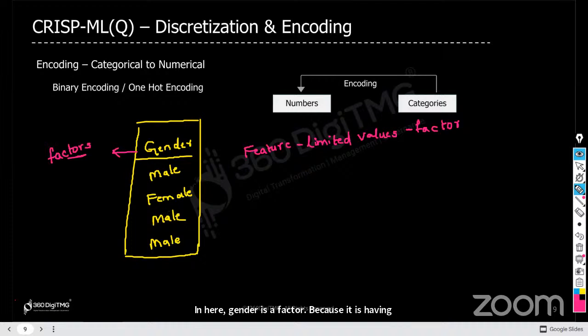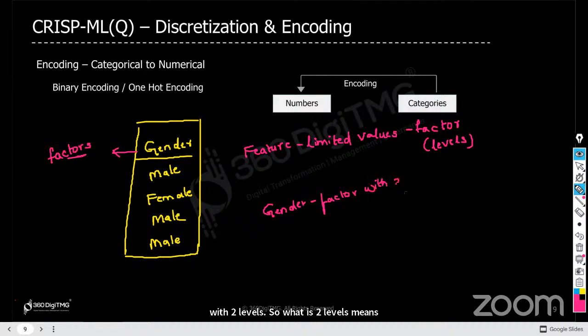Whatever the different values present inside, those are called levels. So this is a factor. We can say gender is a factor with two levels. What does two levels mean? A factor with two levels because we have only two values present inside, either male or female. So this is the name that you have to remember, that is factor.